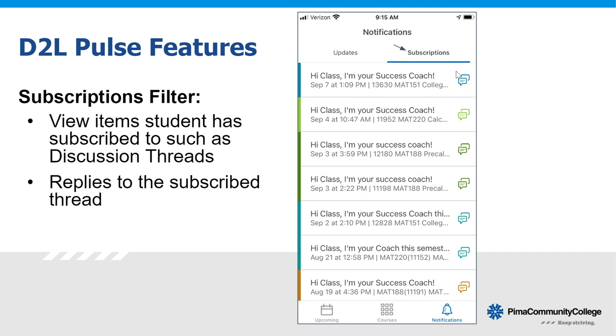Within the notifications tab, you can also filter by subscriptions, and the subscriptions filter really allows you to view items that you have subscribed to as a student. So for example, when you do a discussion post, you're automatically subscribed to that post. And then if anybody comments on that, that will show up in the subscriptions notification, and you can reply to those subscribed in the thread as well.